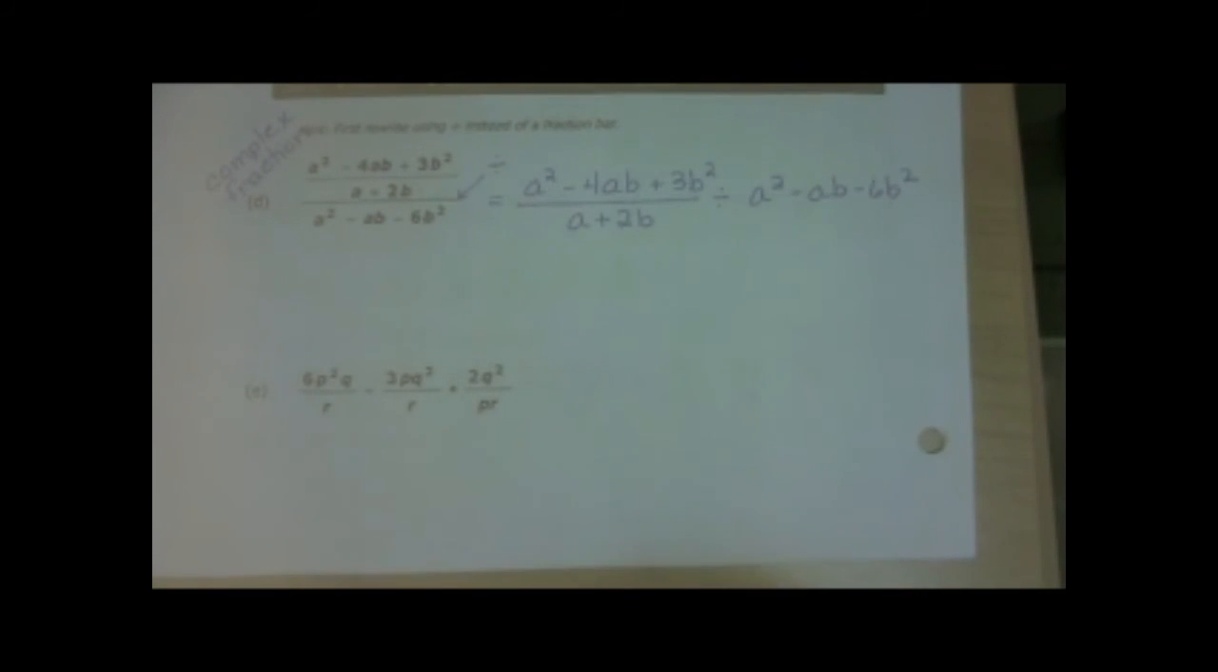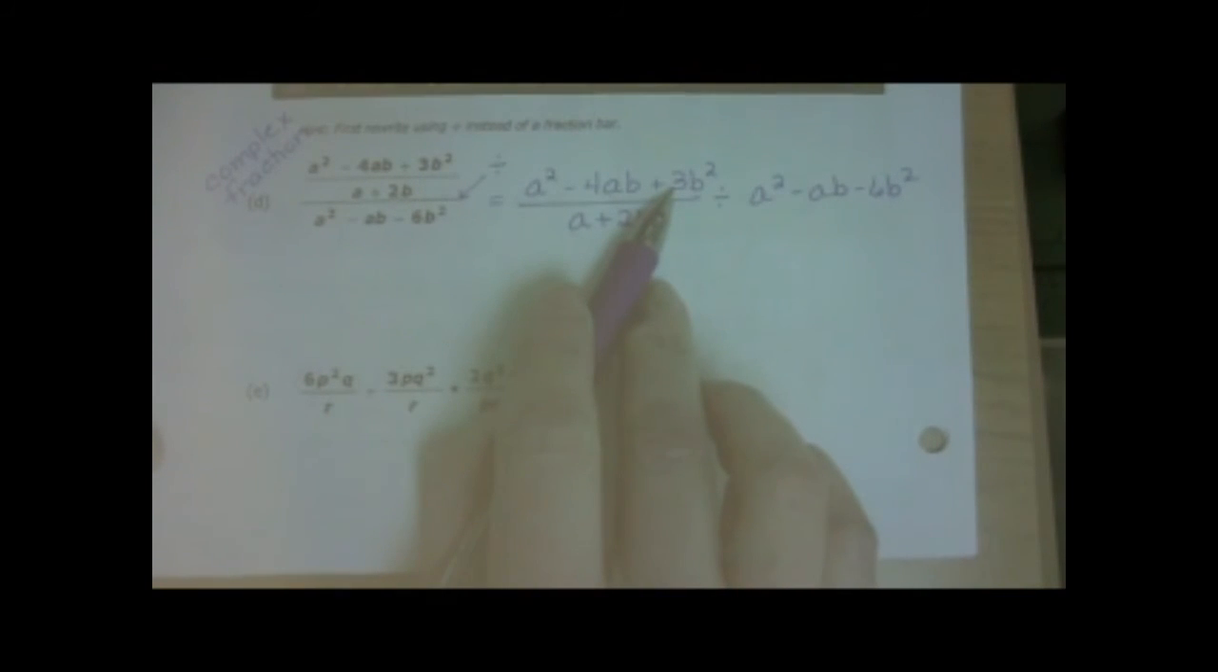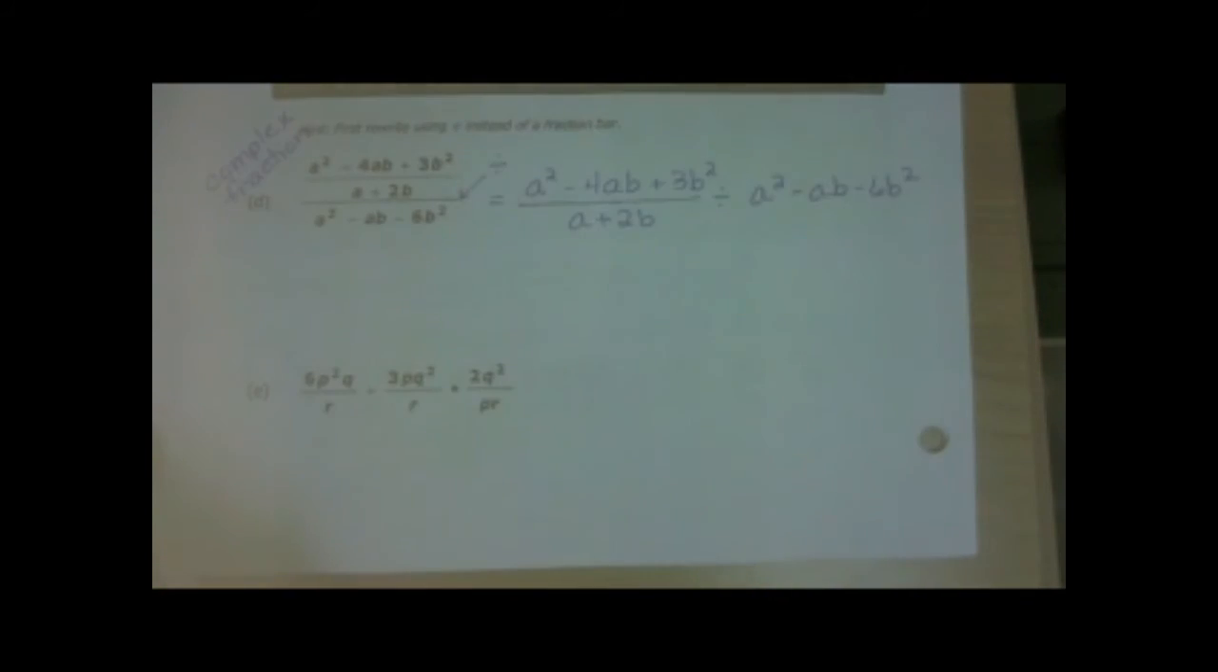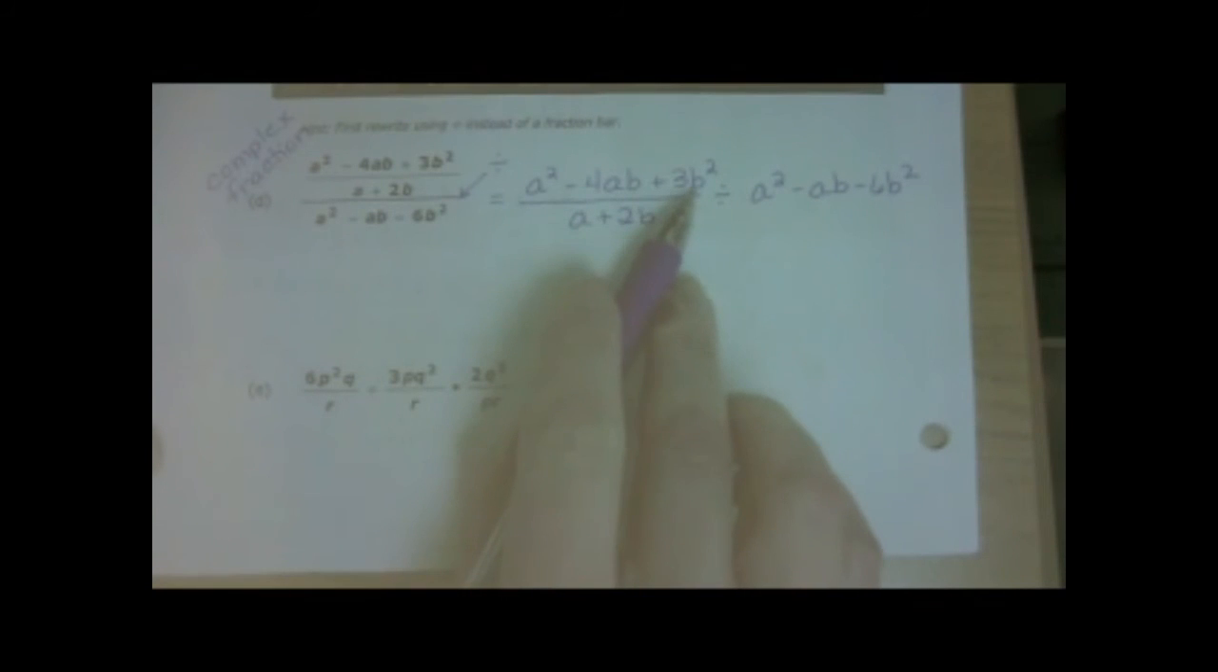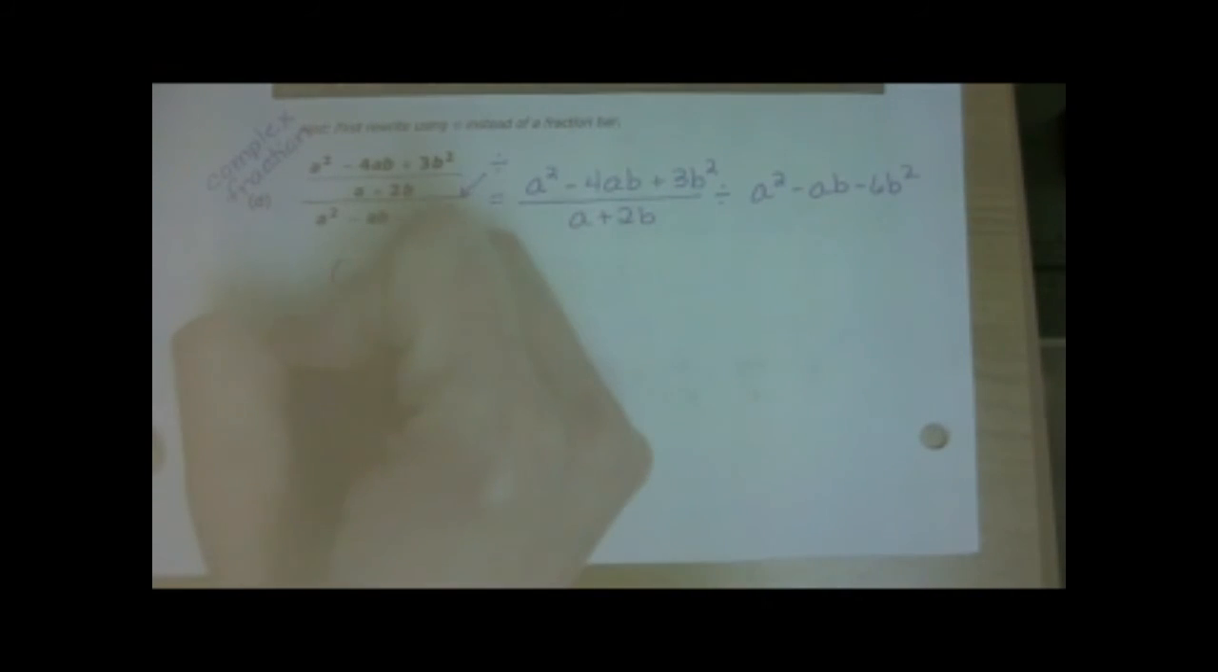And I'm going to factor as I do this. So here I need something that multiplies to 3 and adds to -4. How about -3 and -1? So when I say -3 and -1, remember they're going to have a b with them. So I'm going to have a minus 3b and a minus 1b. And this is over a plus 2b.